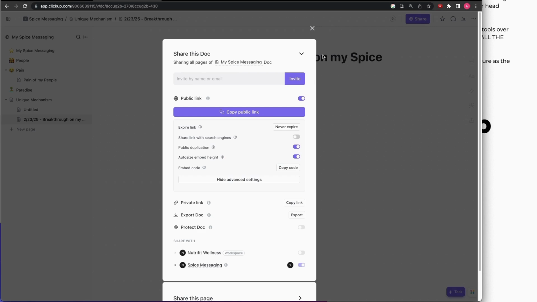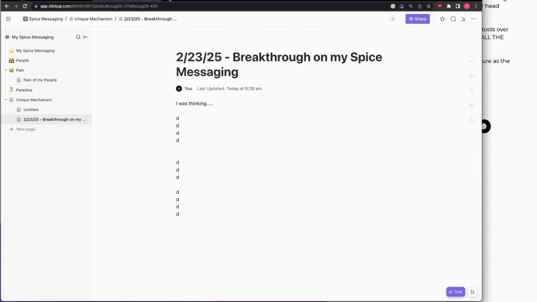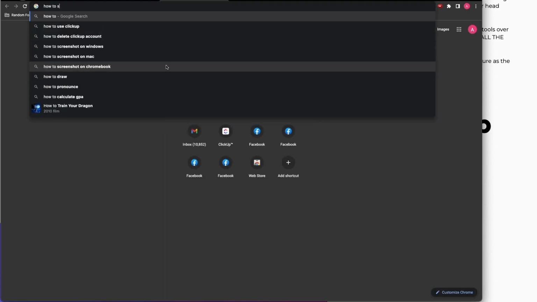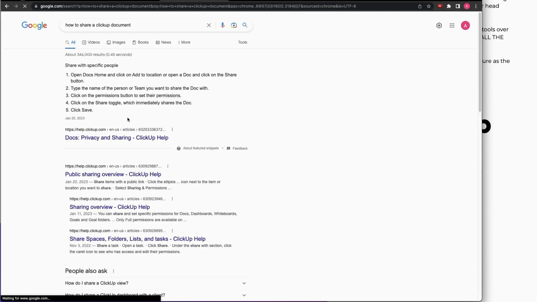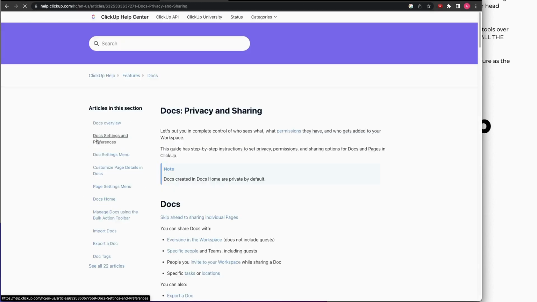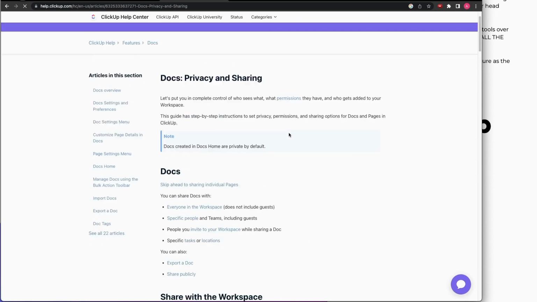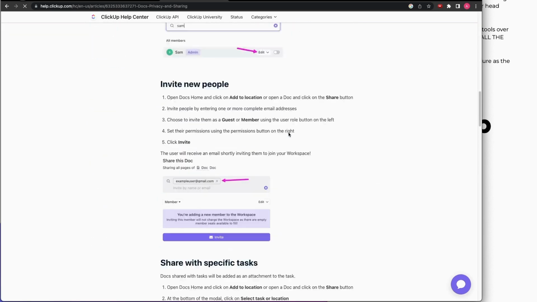So again, we are not going to be the best tech support for ClickUp. You know who's the best tech support for ClickUp? ClickUp. They have their own tech support team that they probably pay millions of dollars to do tech support. And then guess what? Google exists too. So let's say, for example, I was like, how to share a ClickUp document, right? If I go over here, how to share a ClickUp document, look at that, docs, privacy and sharing. Oh, wow. It tells me how to share a ClickUp document with all of the details on there, right?